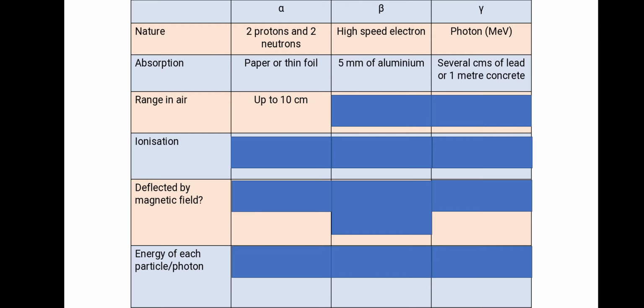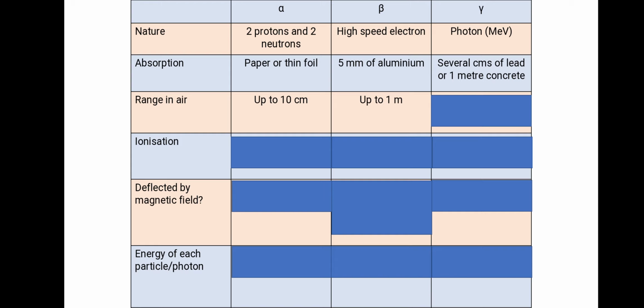Range in air of alpha, up to 10 centimeters. So not very far. So alpha is not particularly dangerous at distances greater than 10 centimeters. Obviously, alpha will be exceptionally dangerous if you ingested it. Alpha inside the human body wouldn't be able to escape. It would lead to cancers, destruction of DNA, and other nasties. It would probably result in death. So alpha inside the human body, not a good idea.